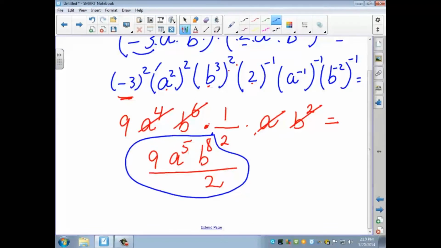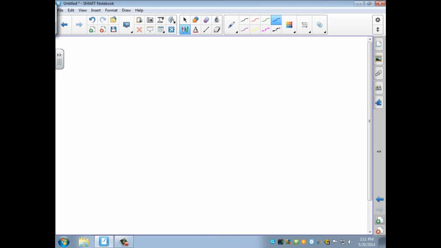Let's look at another one, a little bit more complicated than this one. This is problem number 22. Again, all of these are in the review section in your book. Review exercises, if you have the book, it would be pages 63, 64, 65.